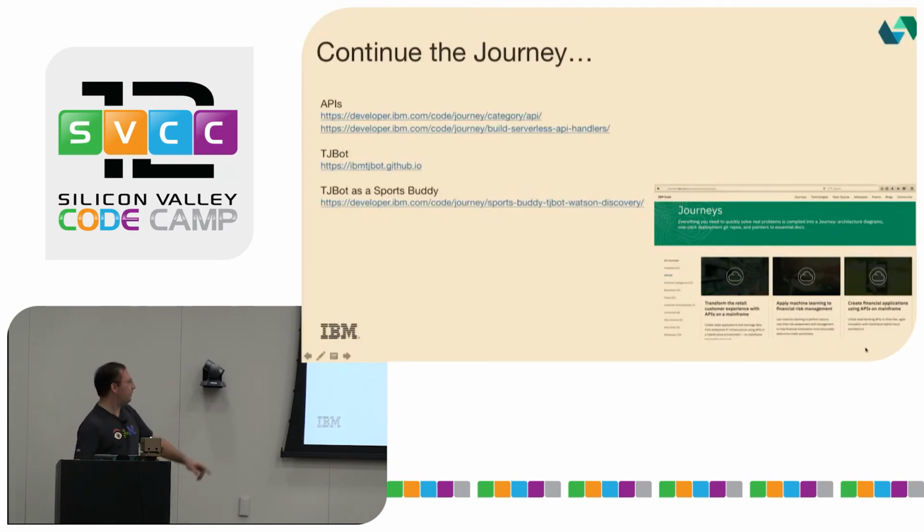So if you're interested in more about the TJBot, we have a developer journey at developer.ibm.com/code. If you're interested in the API side, we have a couple of journeys, one showing you how you can connect a MySQL database, and I believe it's creating cats, because everyone wants to create cats in a database, showing you the create, update, read, and delete functions. And that's it. Any questions?